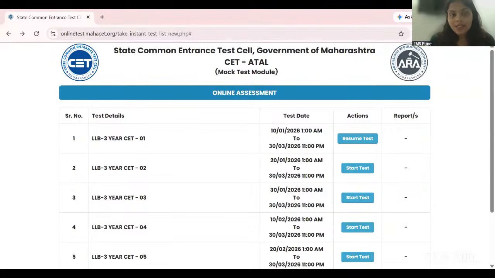So let's get started, right? In today's session, in today's discussion, there are certain sample papers which CET has made live, right? So in today's session, we are going to solve the legal reasoning part of one such sample paper here.